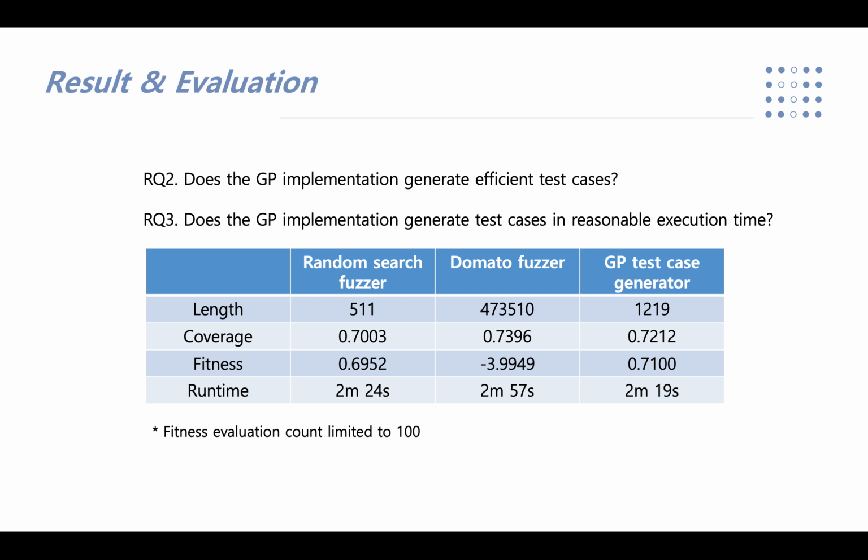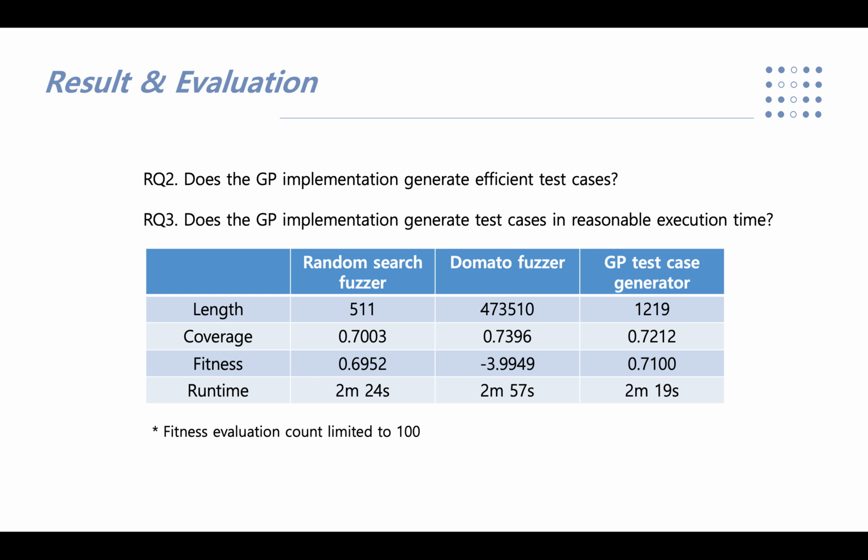We see that under the fitness function penalizing test case length, our GP test case generator generates test cases with best fitness compared to the other two. Tomato fuzzer generates test cases with best coverage, but the test case is several orders of magnitude larger than the test case generated by our GP generator. Test cases generated by our GP test case generator have comparable length to the optimal test case of random search fuzzer while achieving fitness of 72.12%. Considering both coverage and test case length, our GP generator generates efficient test cases.